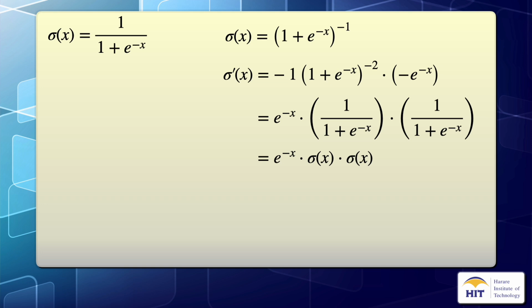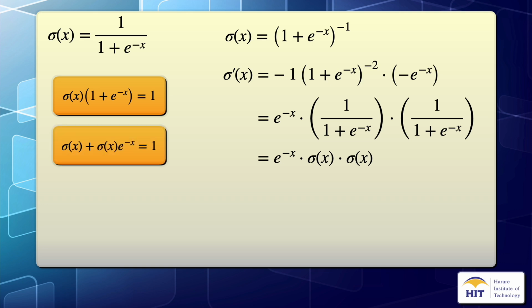Now we can make e^(-x) the subject of the formula. Multiply throughout by 1 + e^(-x), and you have sigma(x) multiplied by (1 + e^(-x)) is equal to 1. Then multiplying out, we have sigma(x) + sigma(x) times e^(-x) is equal to 1. Then make e^(-x) the subject of the formula, and we have (1 - sigma(x)) divided by sigma(x). That's our e^(-x).